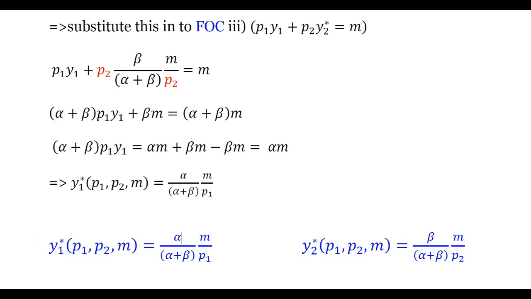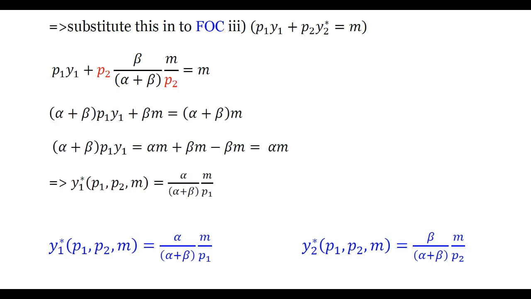So you see here that the final solution is that we have these two demand functions, the demand function for good 1 as a function of P1, P2, and m: alpha divided by alpha plus beta times m divided by P1. And as you see, we don't have any P2 inside here whatsoever. So whatever you do with the price of good 2, that doesn't affect the demand for good 1 when you have Cobb-Douglas preferences. So the cross price elasticity will be equal to 0 for these goods.